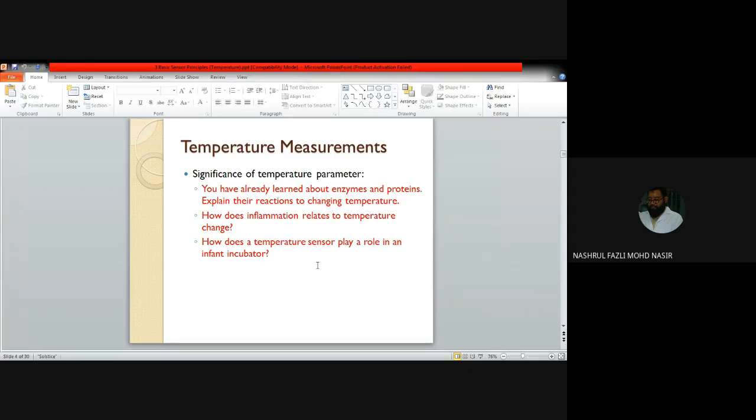What happened here is that we know that if something happens to the enzymes or proteins, then, I'm sorry, it's 3 o'clock.